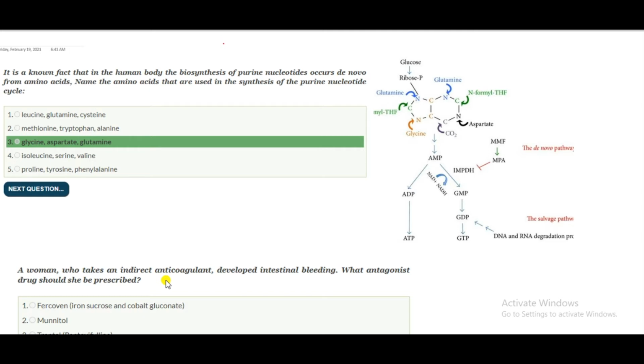Okay, let's discuss our first question. The KROK step 1 changes dramatically every year. This year they are giving us some new concepts and patterns. Here they said that the biosynthesis of purine nucleotides occurs de novo from amino acids. Name the amino acids that are used in the synthesis of purine nucleotides.